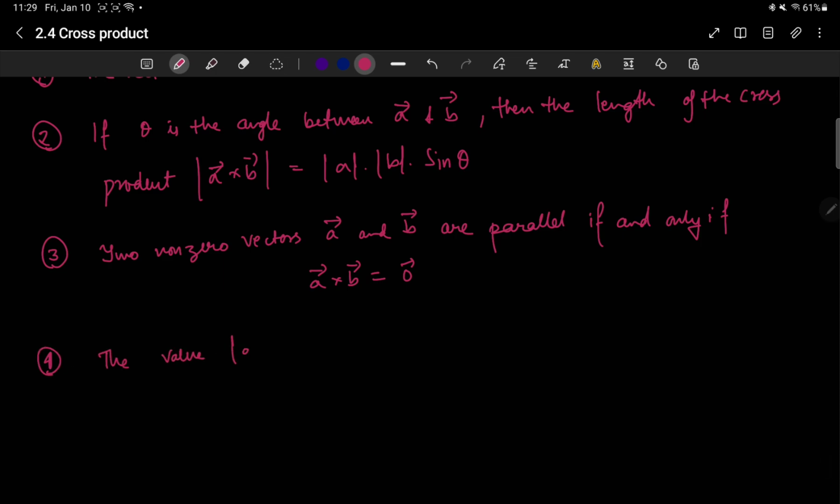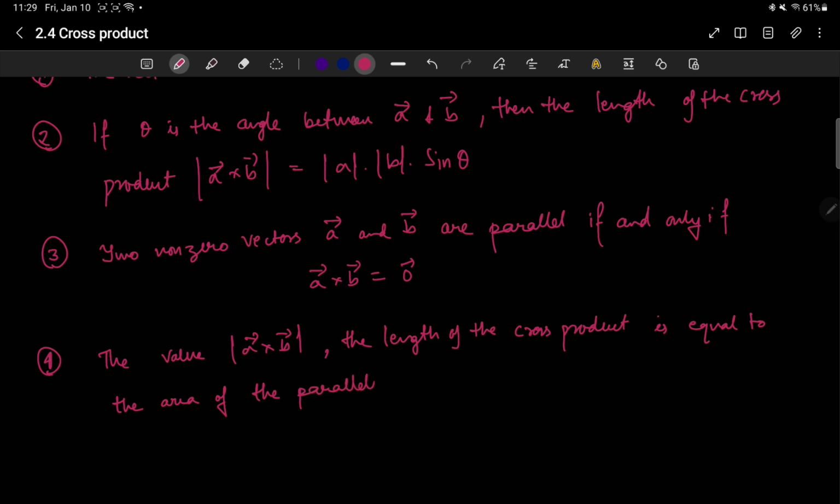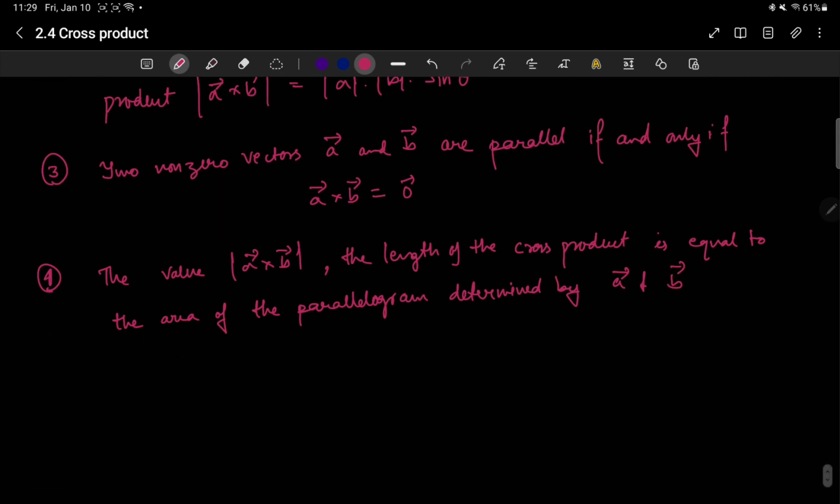The value, which is the length of the cross product, is equal to the area of the parallelogram determined by the vectors A and B. Okay, so the value also has, instead of it being projection for the dot product, this one gives us areas of parallelogram.